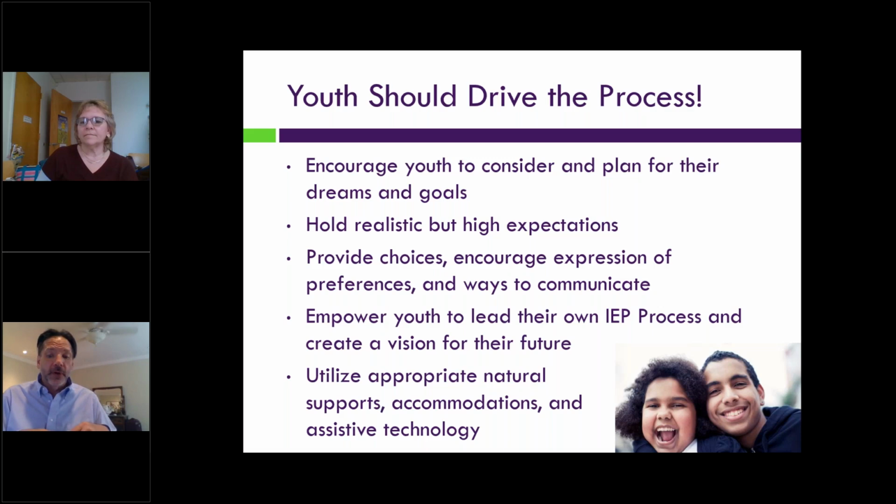It's important that we provide choices and encourage expression of preferences and ways to communicate and take into consideration cultural backgrounds, economic backgrounds in working with our students, youth, and young adults. It's also important that you feel empowered to have a voice in their IEP meetings, as well as in planning and engaging in the secondary transition process and what they're going to be doing to support themselves in the future. And then looking at what types of appropriate supports exist, what accommodations, assistive technologies are available to support that young person in being successful with their future plan for adult life.